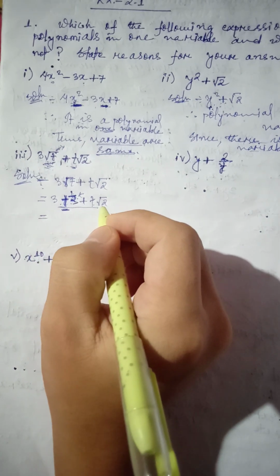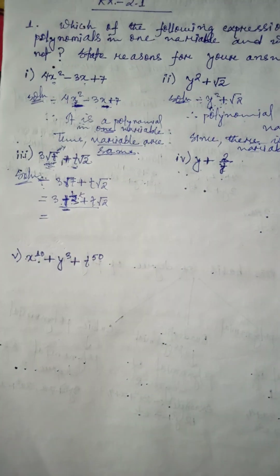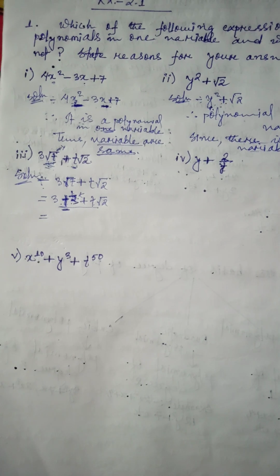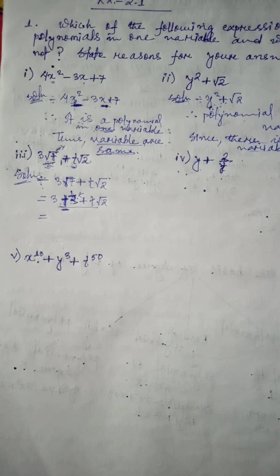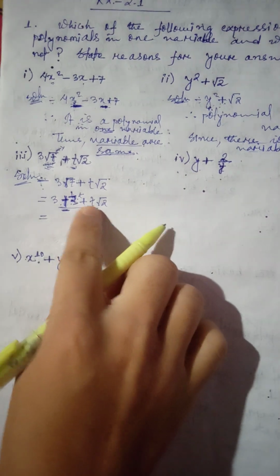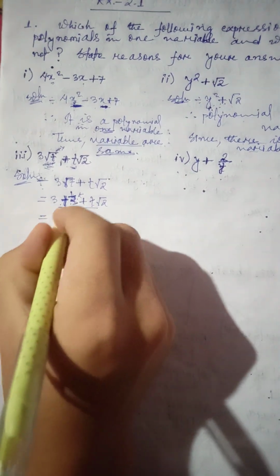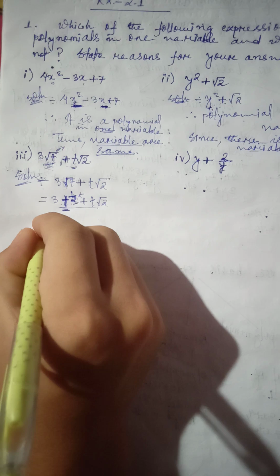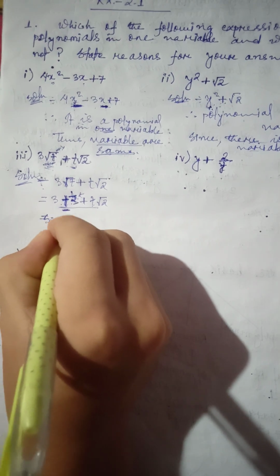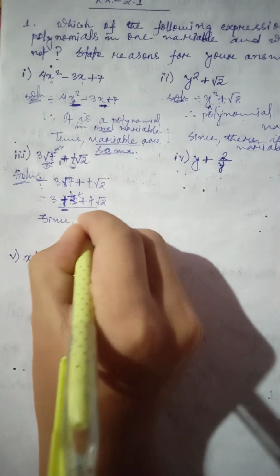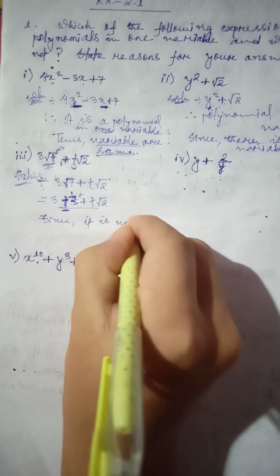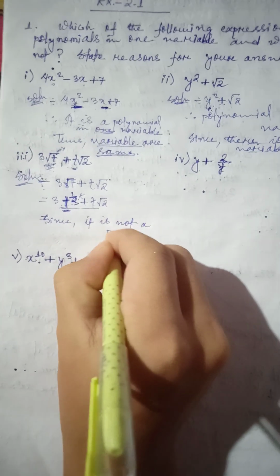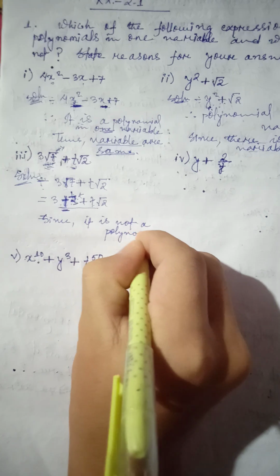If it is not a polynomial, then we will not proceed, or we will not be able to check whether it is a polynomial in one variable or not. Since this is not a polynomial, you write it. Since it is not a polynomial. Why is it not a polynomial?